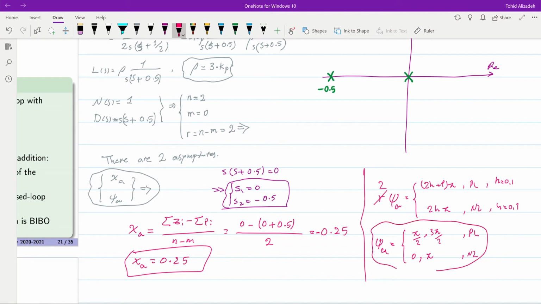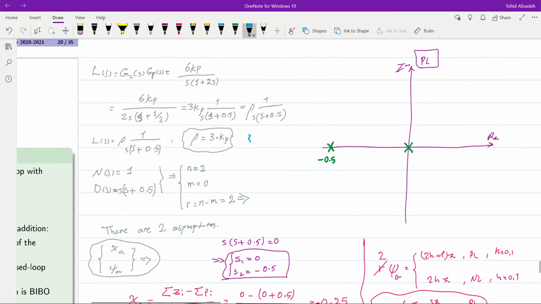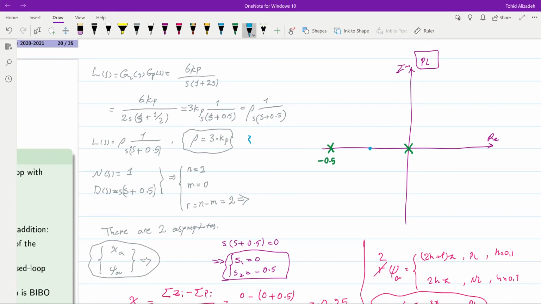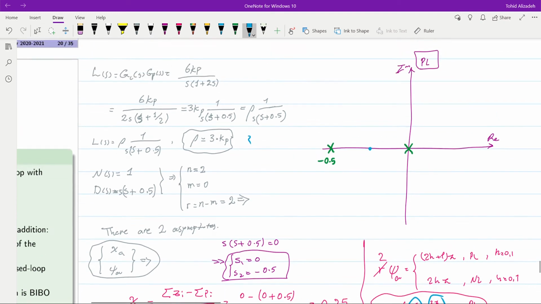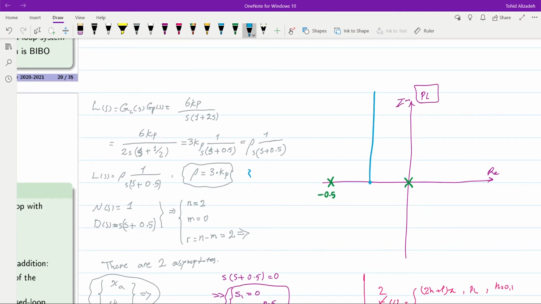Now that we have this information, we can start to draw the asymptotes. Okay, let me see which color is proper to draw the asymptotes. Let's use the blue color. This is the point of abscissa, minus 0.25. For the positive locus, we have pi over 2 and 3 pi over 2. So pi over 2 will give us this asymptote, and 3 pi over 2 will give us this asymptote.